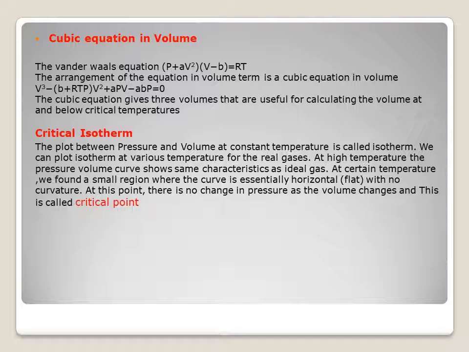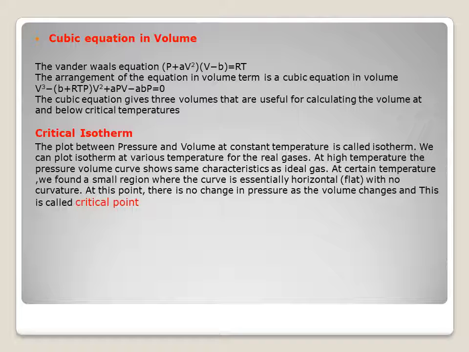Van der Waals equation you have studied earlier in the last slides of a few parts. It is (P plus a/V square) into (V minus b) is equal to RT. The arrangement of the equation in volume term is a cubic equation in volume. It becomes V cube minus (b plus RT/P) V square plus (a/P) V minus ab/P is 0. The cubic equation gives three volumes that are useful for calculating the volume at and below critical temperatures.